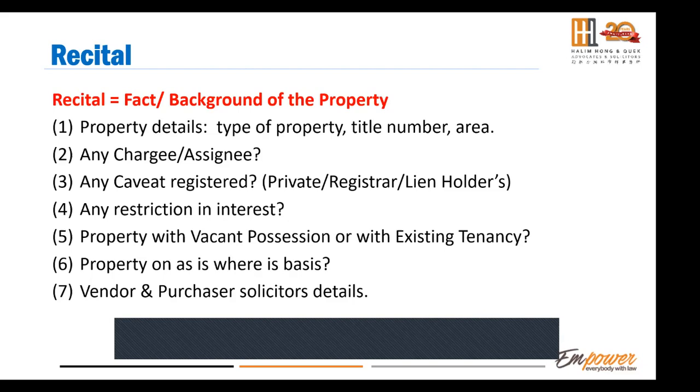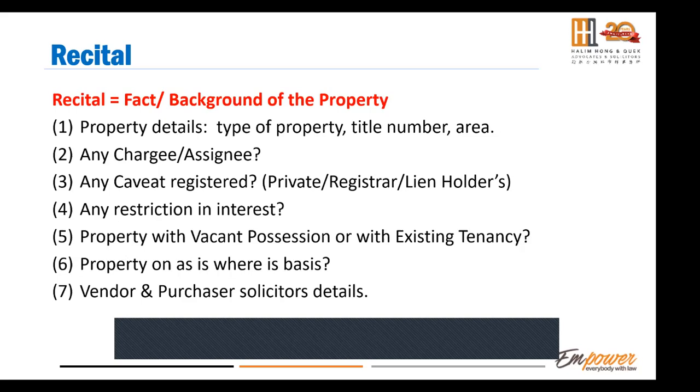This title details, you must always compare with the copy of the title that you have. Make sure everything is correctly stated, because if wrongly stated, it will affect the loan. It will affect all your subsequent documents, like the MOT, the deed of assignment, your adjudication, everything will be wrong. So this one is very important.